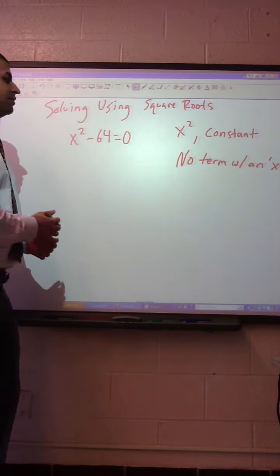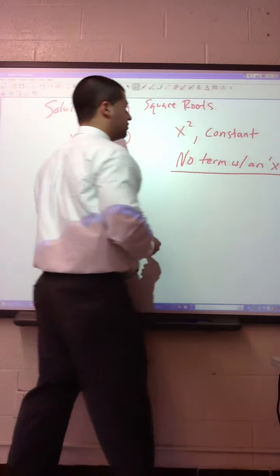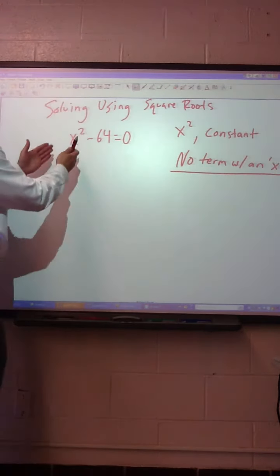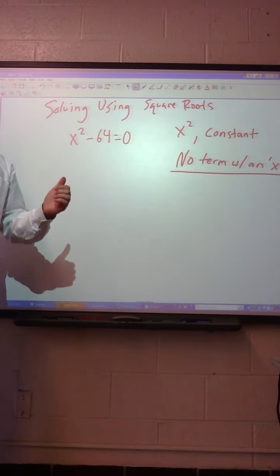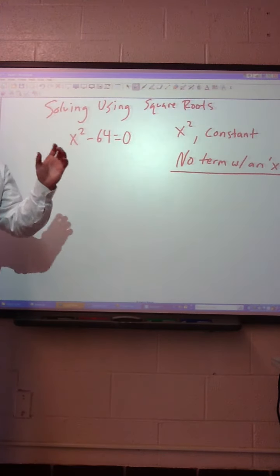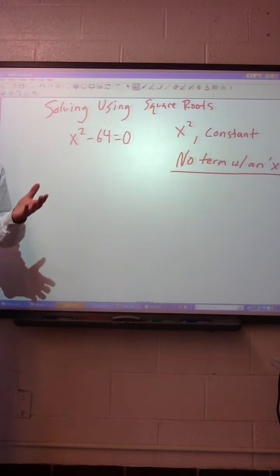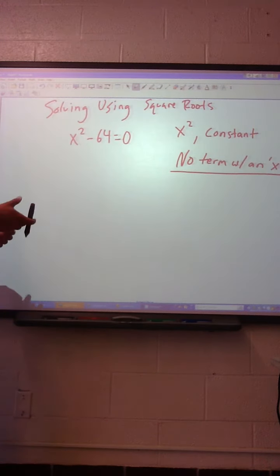Okay, so no terms with an x. That is when we use the square root method. Notice we have two terms here, neither one has an x. And as we move through these problems, you'll see that no terms are going to just have a pure x. If there's an x, it's probably in a quantity being squared. So let's start with this one.